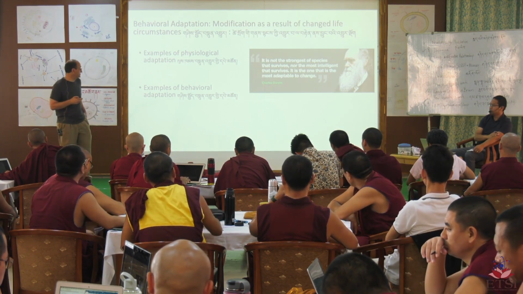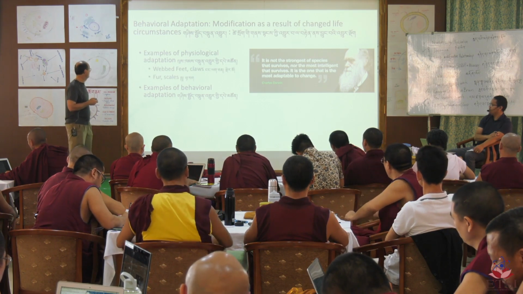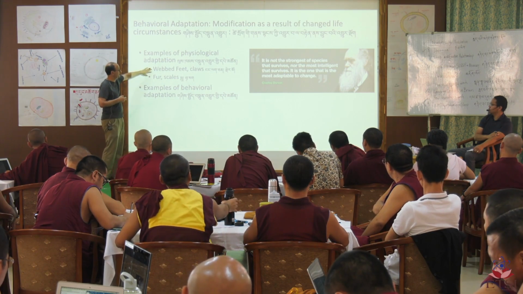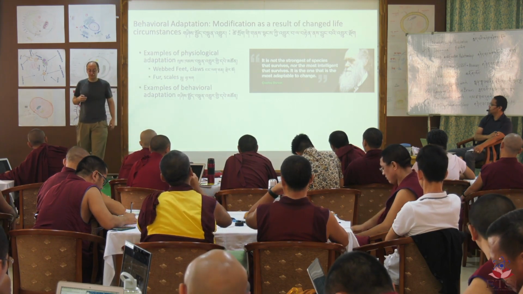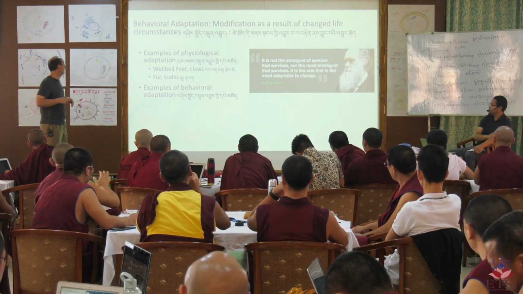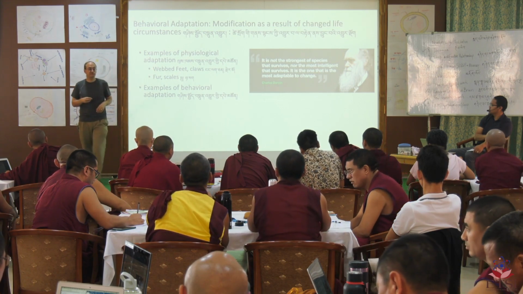You can see changes in behavior as well. So some physiological adaptation examples are in animals that might be climbers, they have claws. In animals that might swim, they have webbed feet.